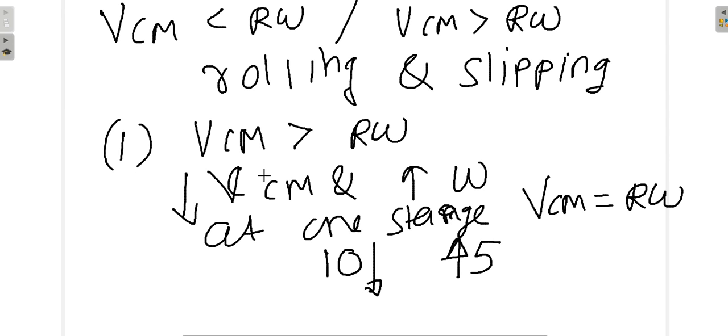Exactly opposite will happen if velocity of center of mass is less than r omega. Again the same thing will happen. The one which is bigger will try to decrease, the one which is smaller will try to increase. At one stage both of them will become same. Now a frictional force plays a very important role in this situation. So let us try to understand the direction of frictional force in both the cases.